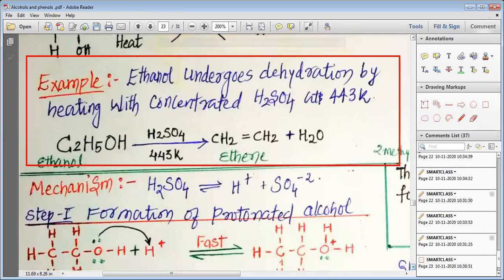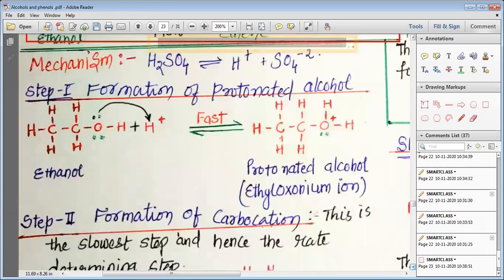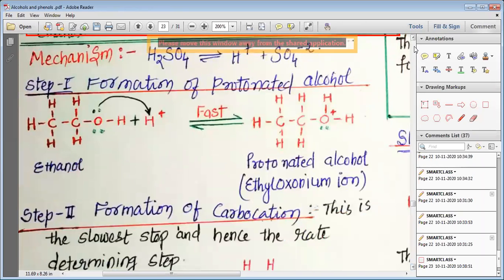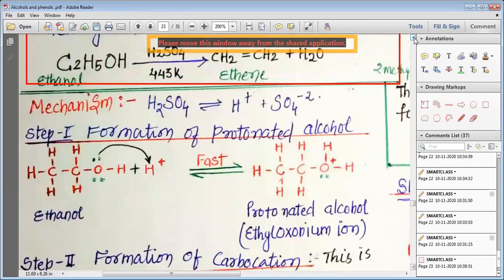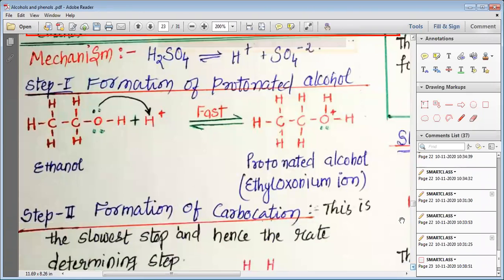Now let us understand how this reaction takes place. What is the mechanism for this dehydration of alcohol? For dehydration of alcohol, we use sulfuric acid. This sulfuric acid first turns into H plus and HSO4 minus. This H plus, which is a proton, is used for the dehydration. So ethanol actually attacks on H plus.